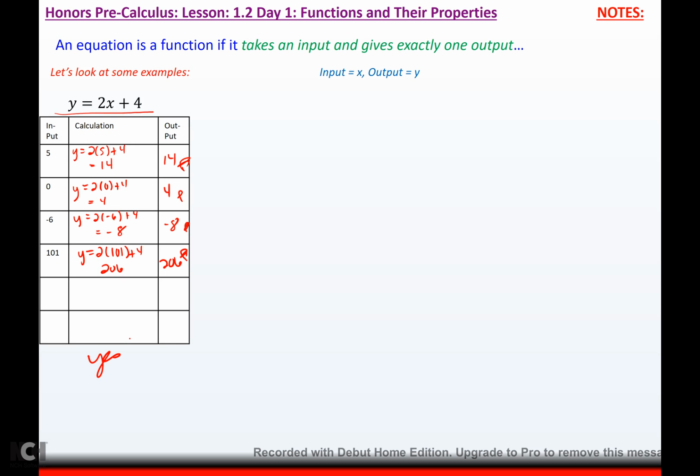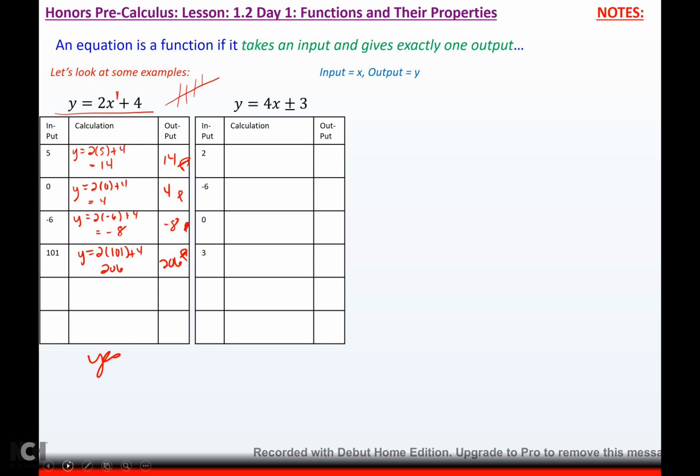I also know it's a function, guys, because it's a line. Okay? If you have a first degree equation, you have a line. A line is always going to pass a vertical line test. Let's look at this example, though.